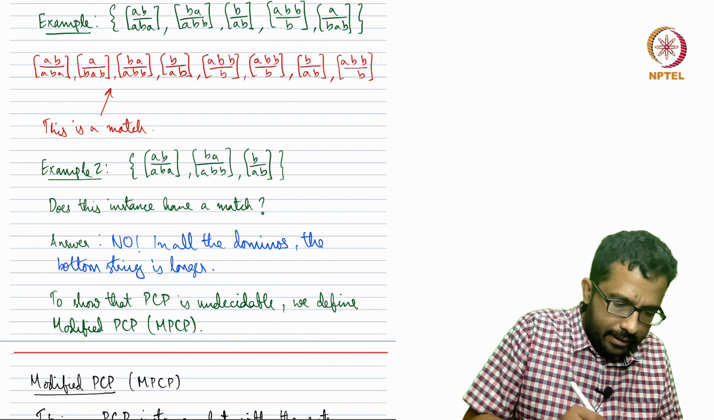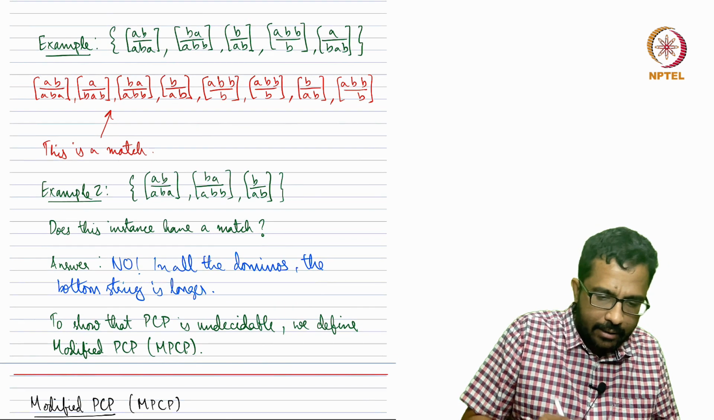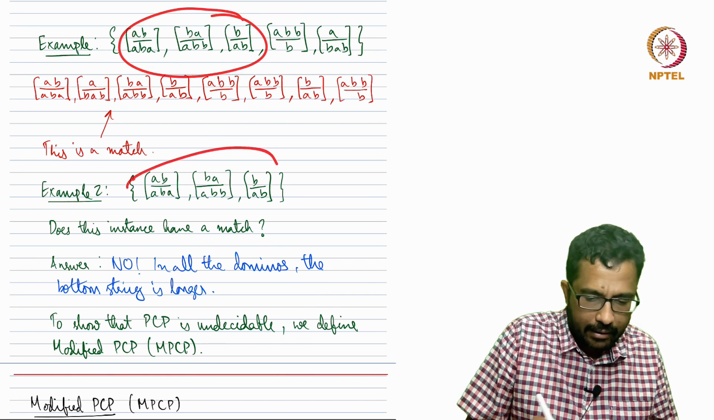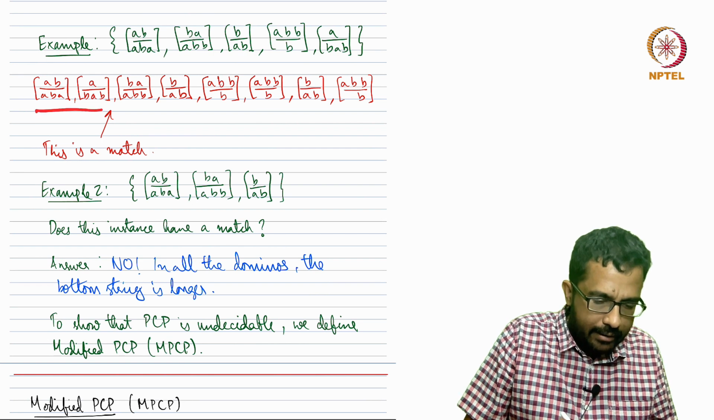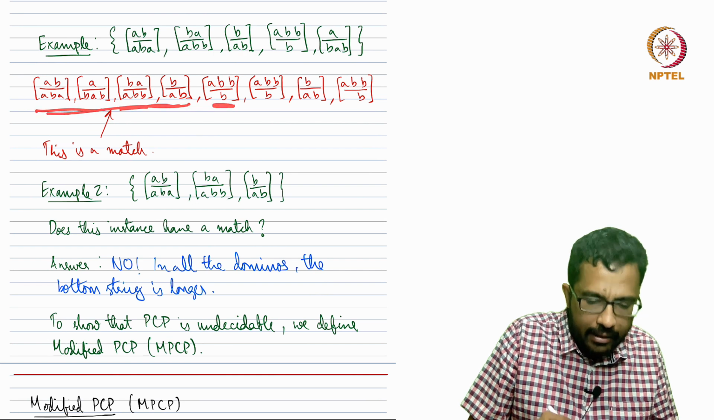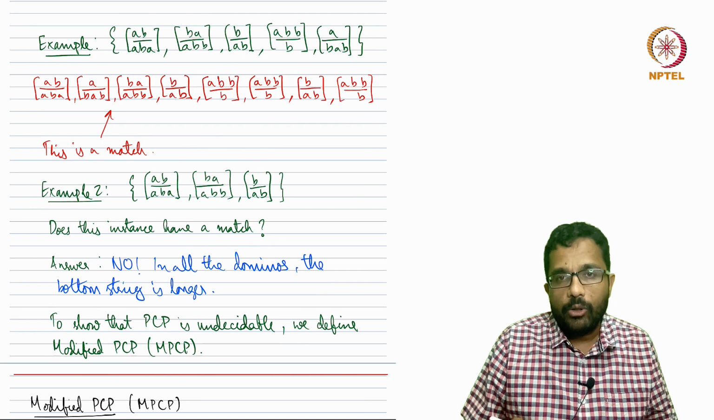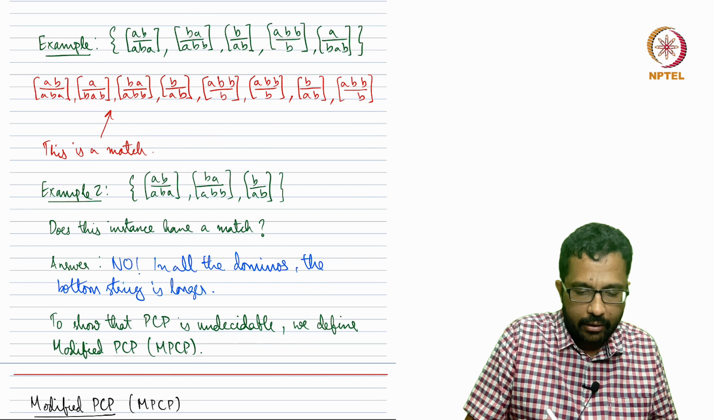So if you see the first instance, in fact the second instance is the same as the first instance, but the last 2 dominoes are not there, right? It's only the first 3 dominoes of the first instance that are there here. So here the bottom string is longer, here it gets even longer, here it gets even longer, right, till the 4th domino, and from the 5th domino onwards the top starts catching up. But then there has to be some domino where the top is longer than the bottom, so that the top can catch up, right?